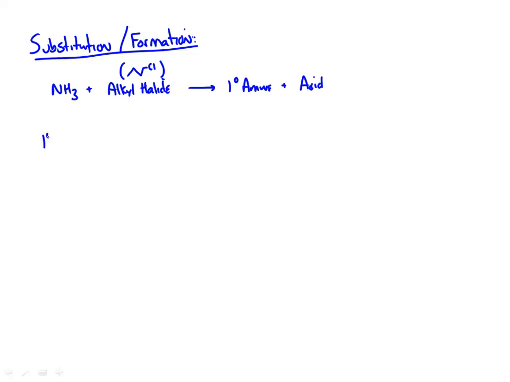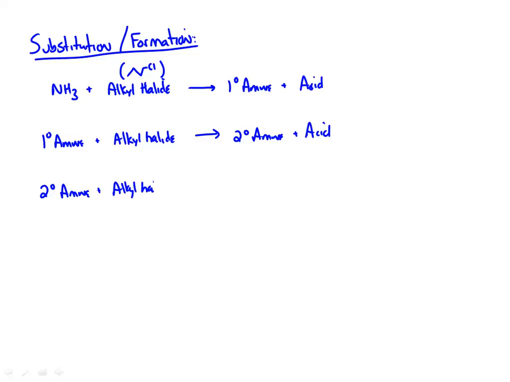So we can take that primary amine from the first step. We can add a second alkyl halide, and we can turn it into a secondary amine plus an acid. And then, of course, we can take that secondary amine plus an alkyl halide and turn it into, guess what? Tertiary amine plus an acid.